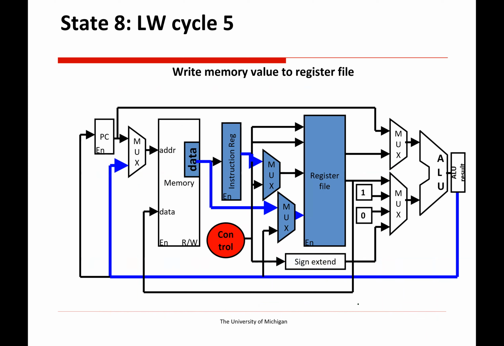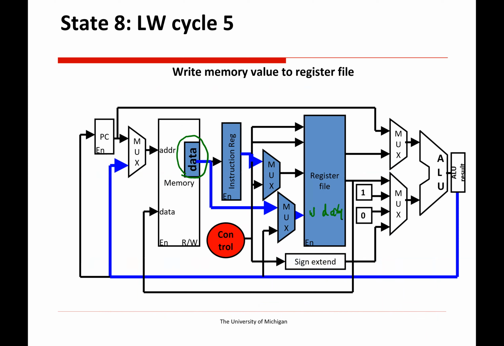Okay, and then the next cycle of the load word. On the next cycle, memory is just going to have latched onto that address and be spitting out this data. So we need to send the data into the write data of the register file. We need to grab the destination register from the instruction register.